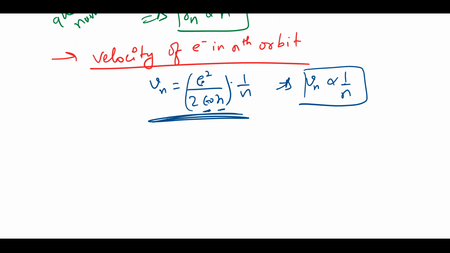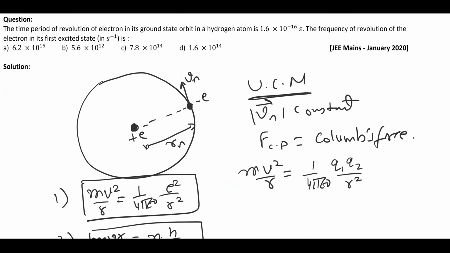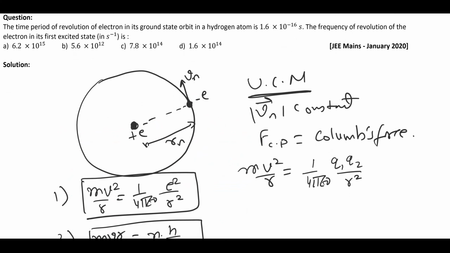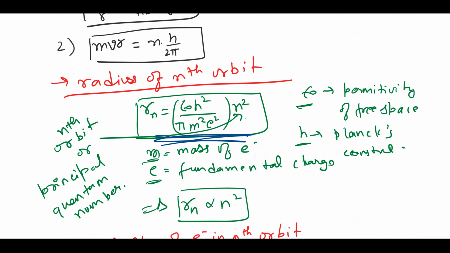Now let's go back to the question. The question says that the time period of revolution of the electron in the ground state of the hydrogen atom is 1.6 into 10 to the power minus 16, and we have to find the frequency of revolution of the electron in the first excited state.